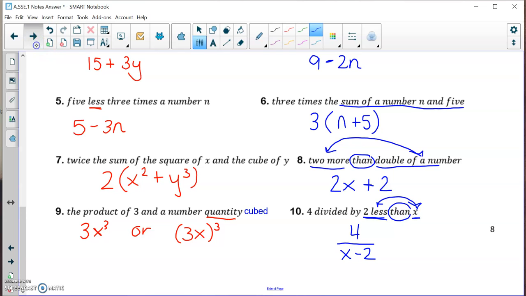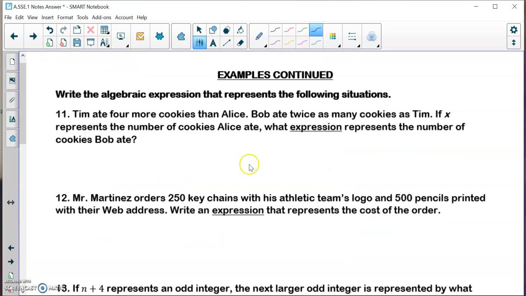So now we're going to move on, and we're going to write the algebraic expression that represents the following situations. So for this, Tim ate 4 more cookies than Alice. So I'm going to do T represents Tim. He ate 4 more cookies than Alice, and if you read further, it says if x represents the number of cookies Alice ate. So Tim ate x plus 4, because I see that word than, so I'm switching the order around.